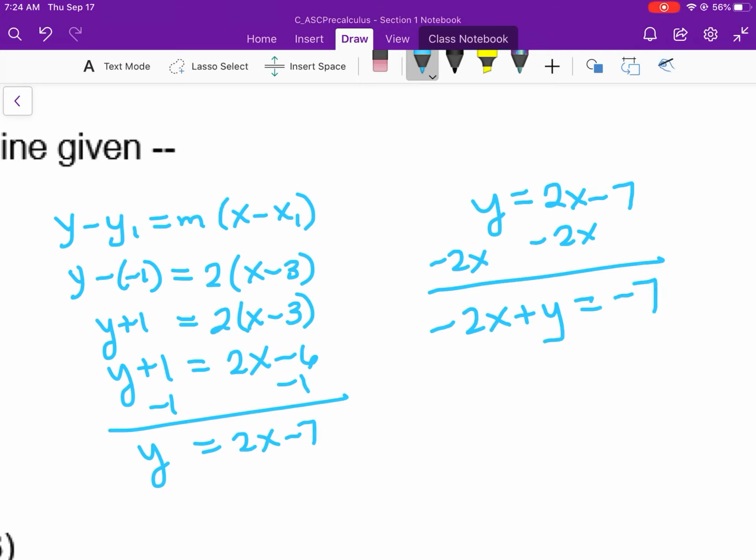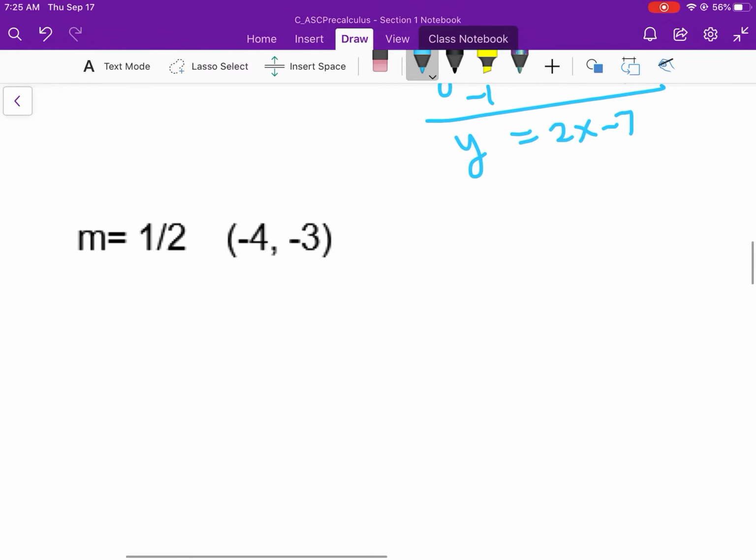Now I will tell you it's conventional, and this is fine, but it's conventional to put the x term positive. So if I change all the signs, I end up with 2x minus y equals 7. If I had to put it in standard form, which I rarely have to do, but usually that's the way you'll see it. Okay, so let's do this next one.